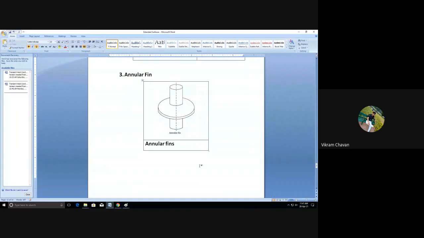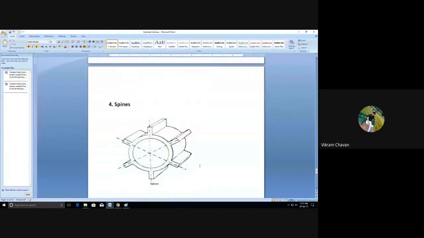So annular fins, and the last one is spines. Spines is one type of fin. We have seen the example of motors. So the fin type in case of a motor is the spines. Over the circular body of that motor, the fins are attached. So that is nothing but spines.